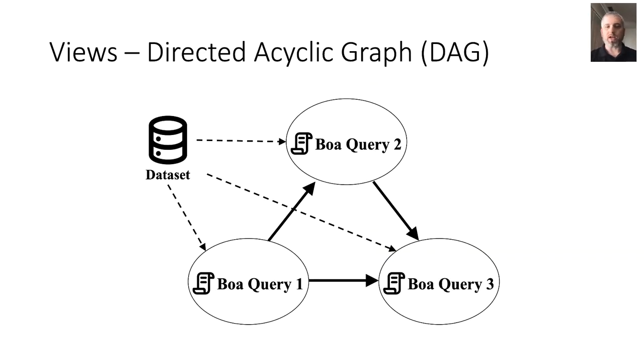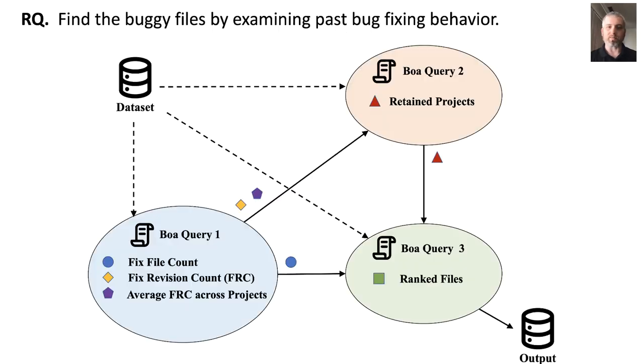So at a high level, what we're getting is the ability to have a directed acyclic graph of BOA queries. So we can have one BOA query consume the output of one or more previous BOA queries. So if we go back to our example, we can actually have 3 different BOA queries. BOA query 1 is going to generate 3 outputs. BOA query 2 is actually going to consume 2 of those outputs, the FRC and the average FRC, and it's going to use those 2 to do some filtering. And then it's going to have its own output. Query 3 is actually going to consume the output from BOA query 1 and BOA query 2.